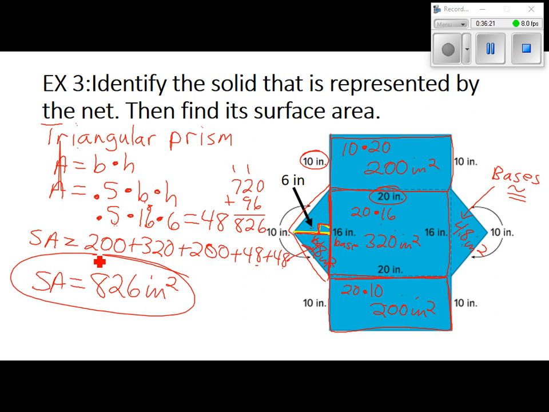So if this was something that we were sewing together, it would take 826 square inches of material to put that together.